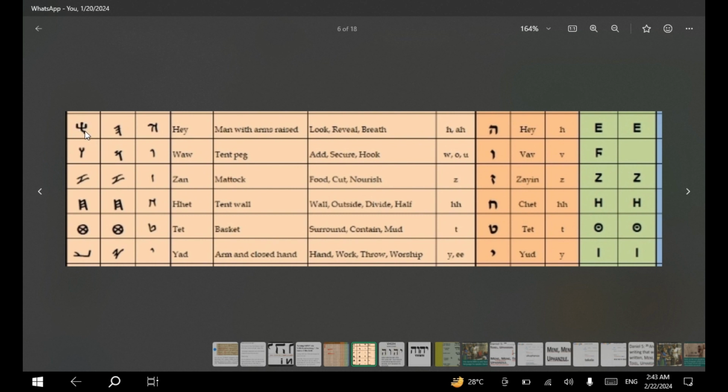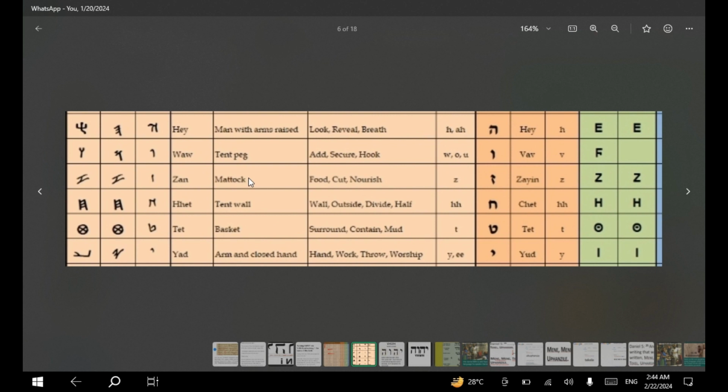You see this? Man with arms rising. And the second one, man with arms rising, sitting in his tent. But Lucifer came and used this one, which means arm and closed hand. He stopped the worship. You see Lucifer there? Lucifer stopped the worship.